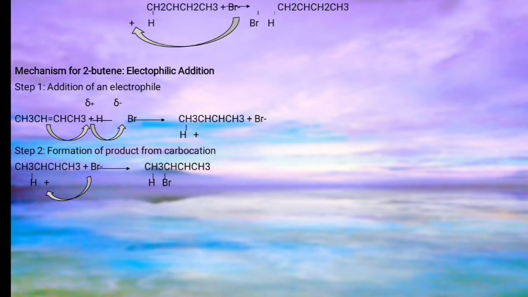Step 2, formation of product from carbocation. The negatively charged bromide ion Br- will attack the carbocation and form a bond. The product that forms is 2-bromobutane.